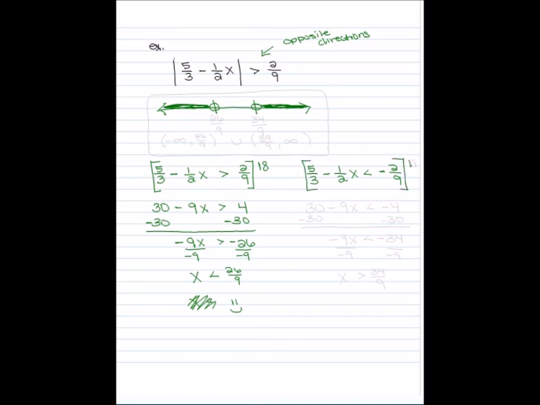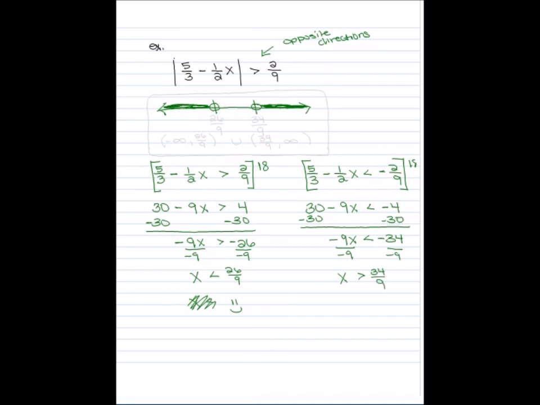Multiply by the LCD, which is 18. 5/3 times 18 is going to be 30. 1/2 times 18 is 9. And negative 2/9 times 18 is going to be negative 4. So I subtract the 30 now, and I get negative 9x is less than negative 34. I'm dividing by a negative 9, and because I divided by a negative, I got to flip my inequality, and you end up getting positive 34/9.